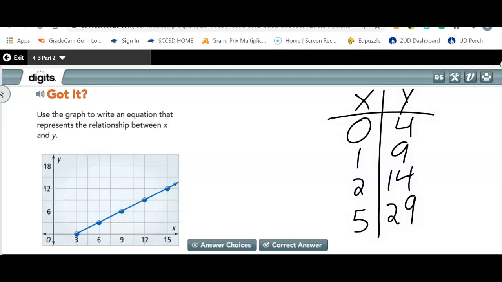Okay, how am I getting from 0 to 4? Sydney. Times 5 plus 4. 0 times 5 is 0, plus 4 is 4. 1 times 5 plus 4, 5 plus 4 is 9. 2 times 5 plus 4 is 14. So the equation would be y equals 5x plus 4.